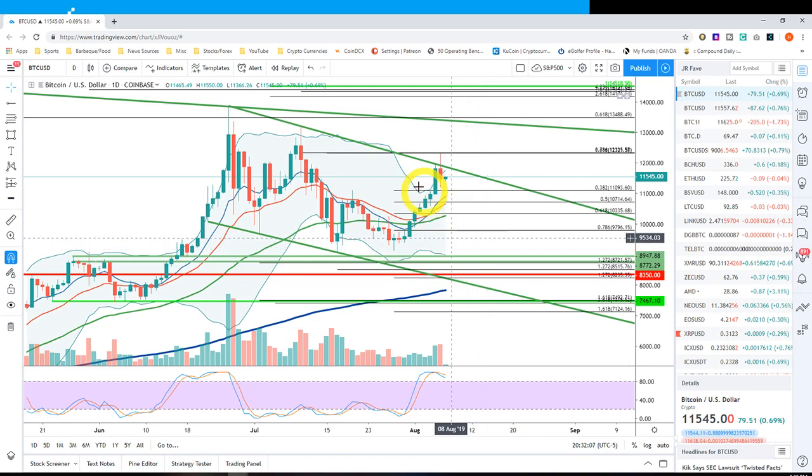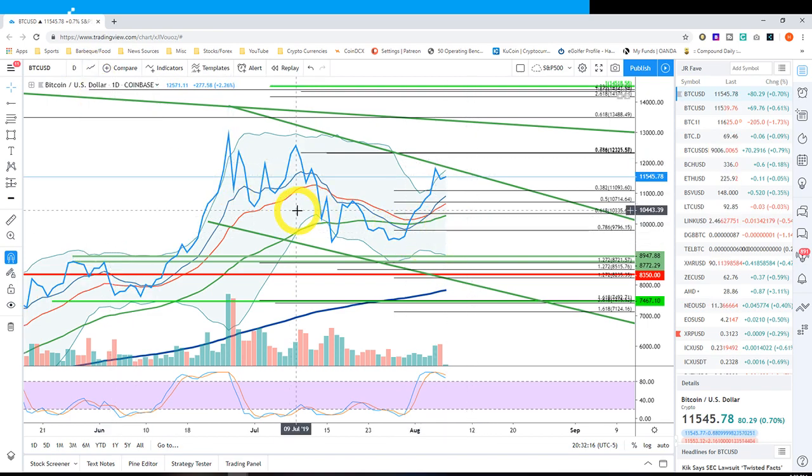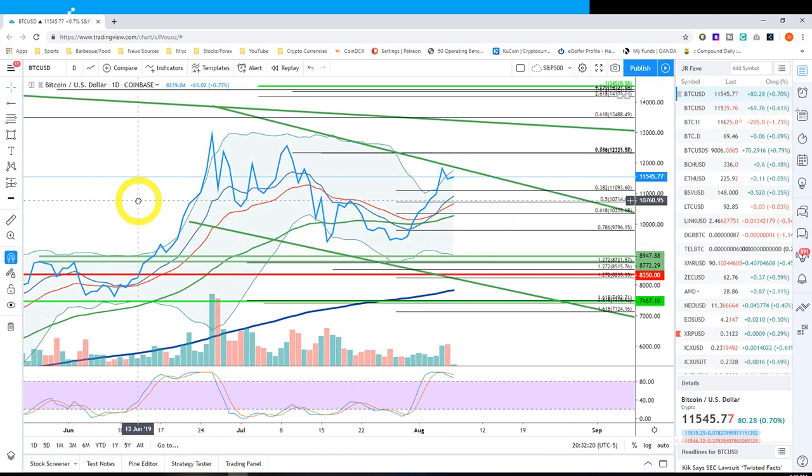That figures. Okay, so basically what I was saying is from time to time, I will just switch from candles to line charts. And I think that people could see things a lot clearer.